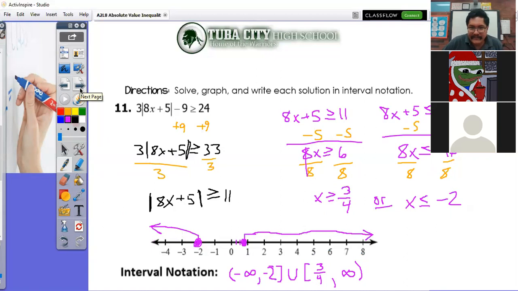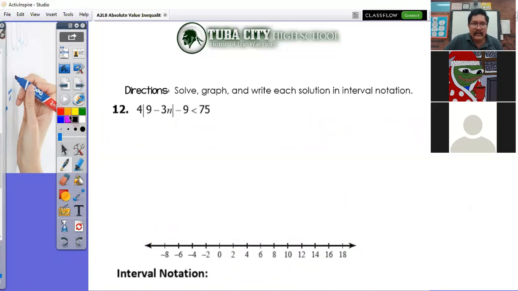Last one. Looks like we're going to have to isolate the case again.